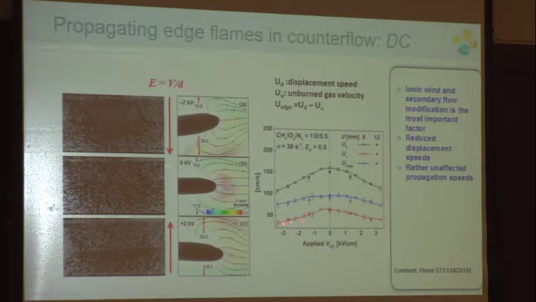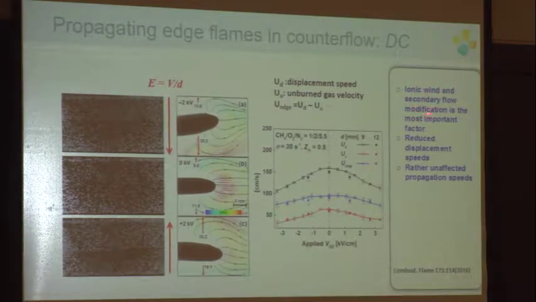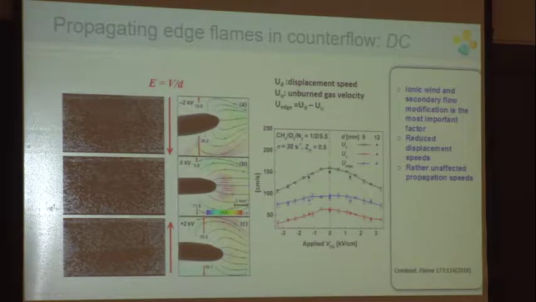You see some kind of effect caused by that electrical field, which is a DC. And what he concluded is that ionic wind, causing the secondary flow modification, is a more important factor. It reduces the displacement speed when you increase the DC. You see, whether it's negative or positive, the displacement speed decreases. Why?